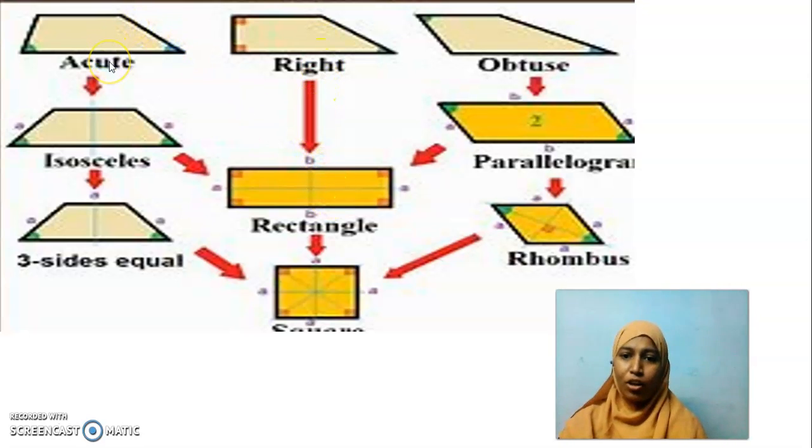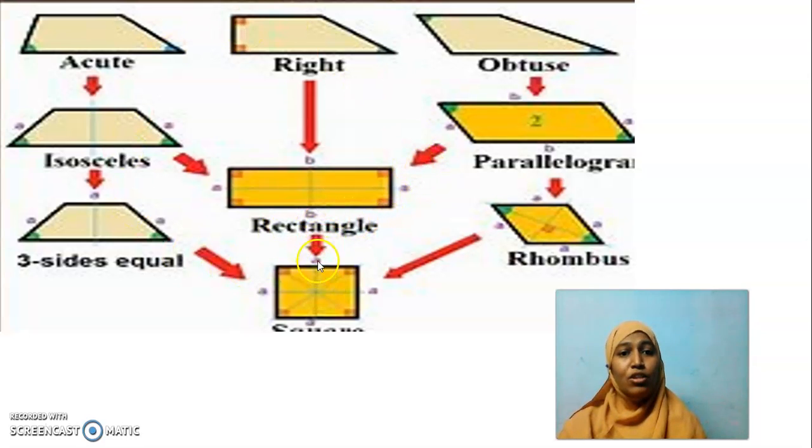A rectangle is not an acute trapezium; it cannot be an acute trapezium. Is it clear? That's why we have this red color flowchart. With the help of this flowchart, you can analyze the similarities in these trapeziums.